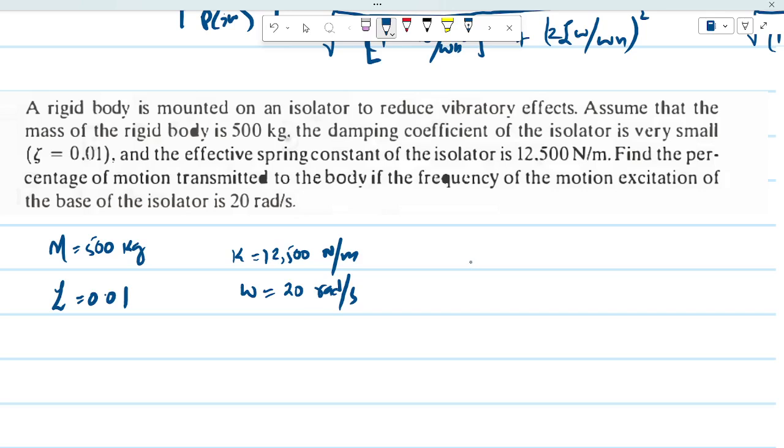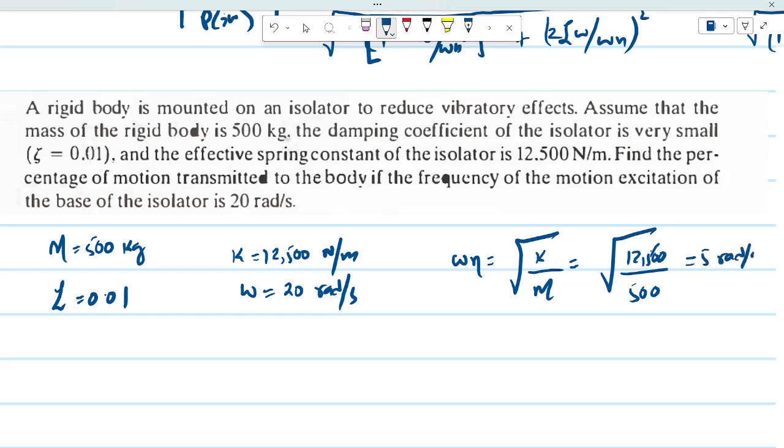We have the mass, we have the spring constant, we can find the natural frequency, that is equal to the square root of k over m, and that is 12,500 divided by 500 kilograms, and you can solve it. It will be equal to 5 radians per second. So we have the frequency ratio equal to omega over omega n, that is 20 divided by 5, that is equal to 4.